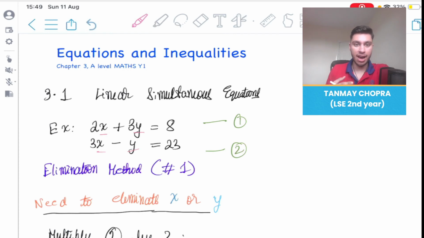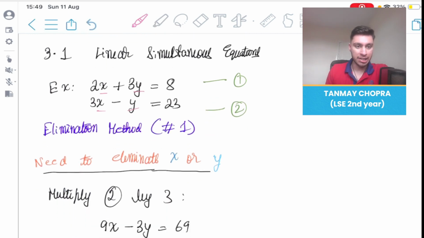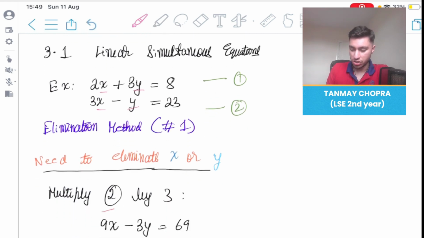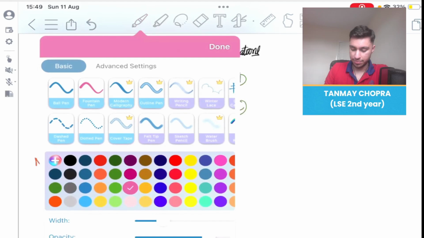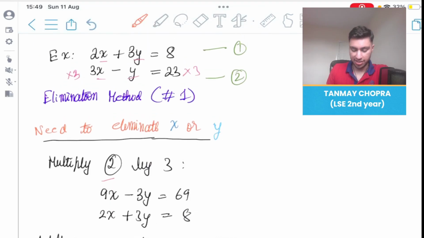I want to multiply either expression number 1 or expression number 2 by something so that I can add or subtract the equations to eliminate x or y. You'll see what I mean. I'm going to multiply expression 2, which is this one, by 3 to get 9x minus 3y equals 69. So I multiplied top and bottom by 3, not 2, by 3. And what I got was this.